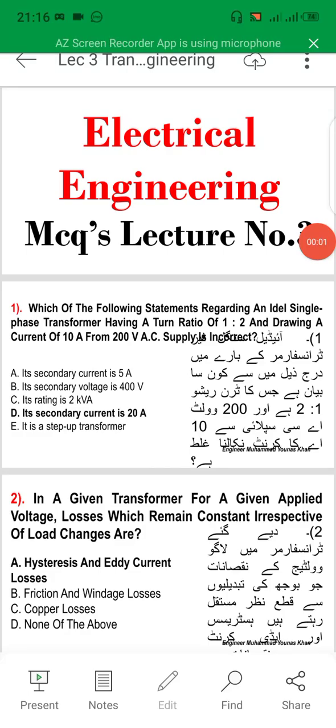Which of the following statements regarding an ideal single phase transformer having a turn ratio of 1:2 and drawing a current of 10 ampere from 200 volt AC supply is incorrect? Its secondary current is 5 ampere, its secondary voltage is 400 volt, its secondary current is 20 ampere.